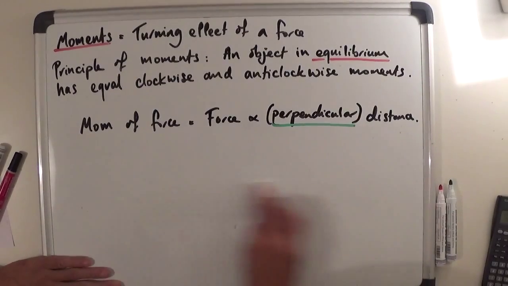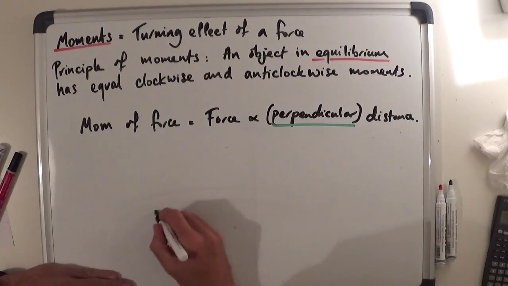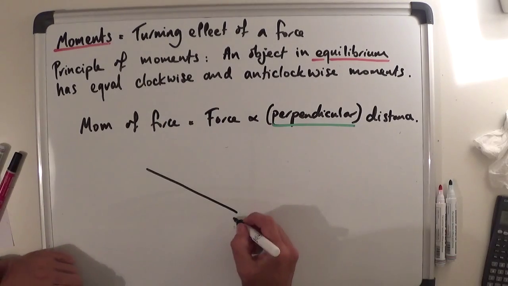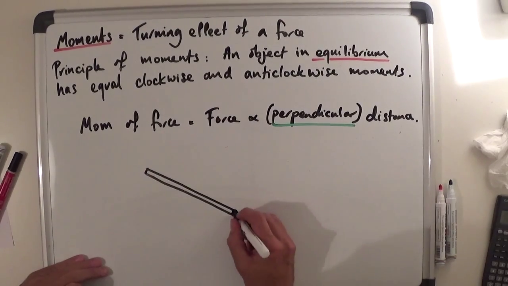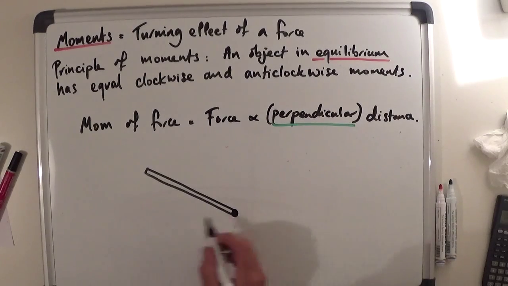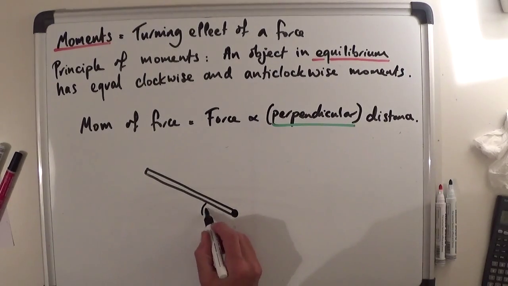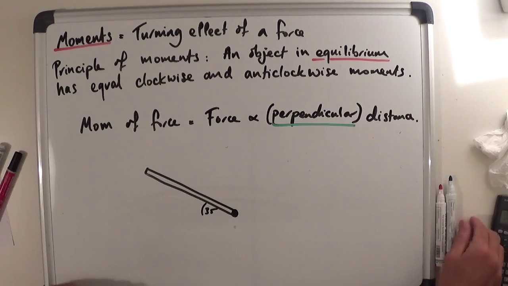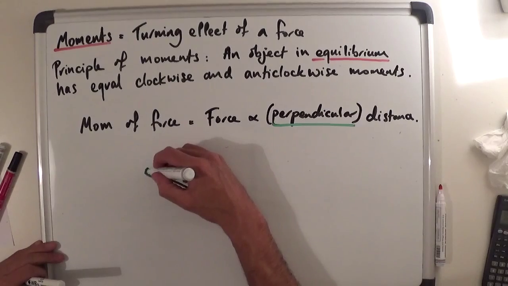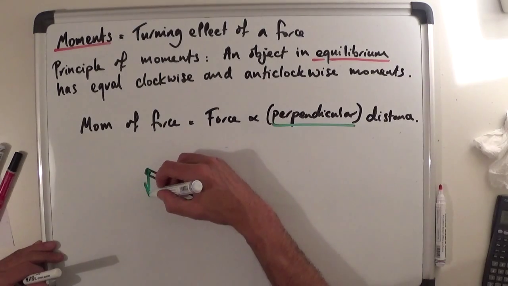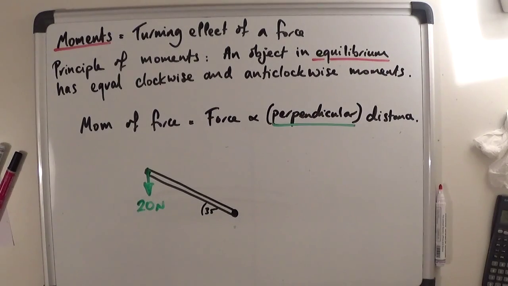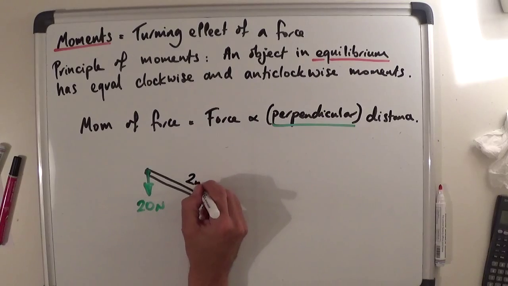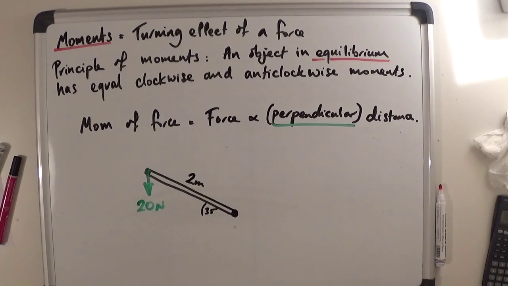Let's suppose you've got a situation where I've got a lever, there it is, and I've got a hinge at this point here. The lever is making an angle of 35 degrees against horizontal. Somebody is pushing down on this lever and applying a force downwards, let's say 20 newtons. What is the moment of this force? I also need to know the length of my bar. Let's say my bar is 2 meters long, so D is 2 meters.